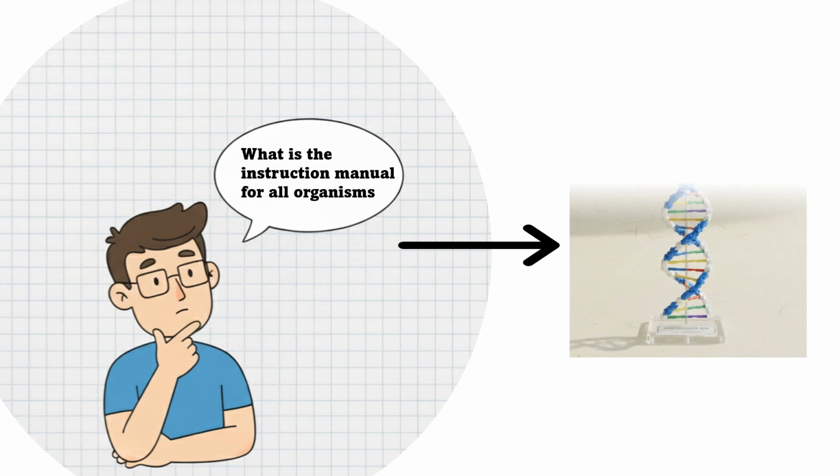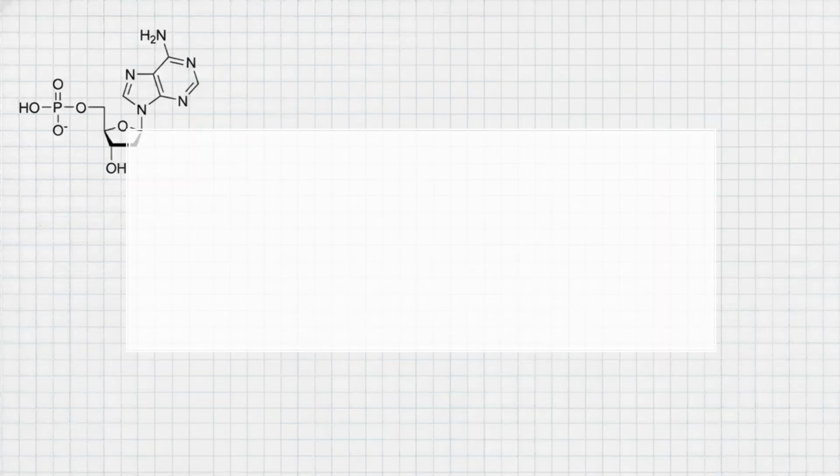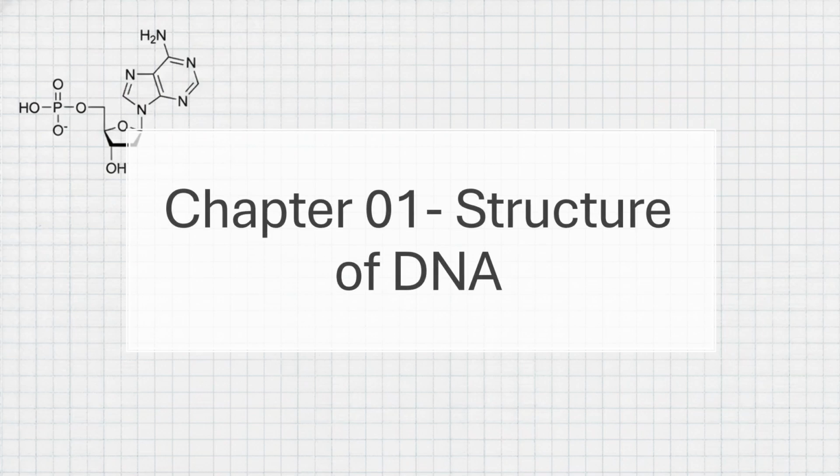I mean, from a tiny, tiny bacterium to a gigantic blue whale, there has to be some kind of master code, right? And that code, the one that carries all of our hereditary information, is a molecule called deoxyribonucleic acid, or as we all know it, DNA. To really understand this incredible blueprint, we've got to start with its alphabet. So, let's jump right into our first section, DNA's building blocks.